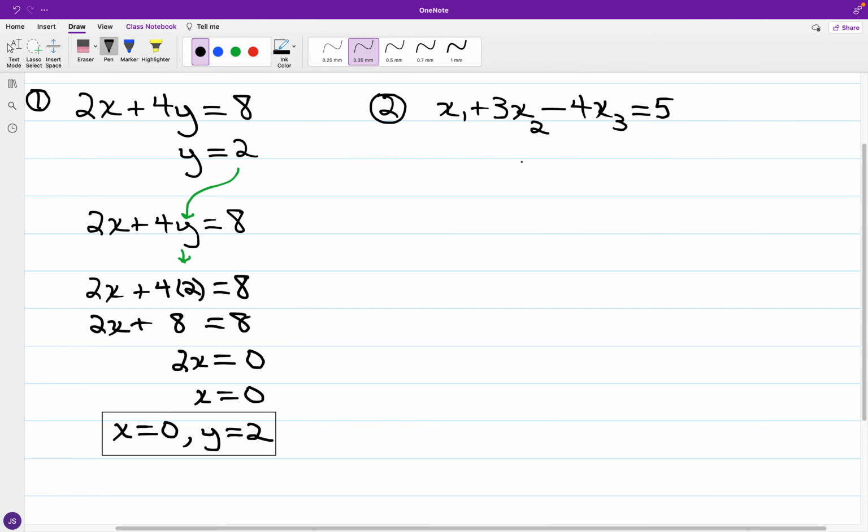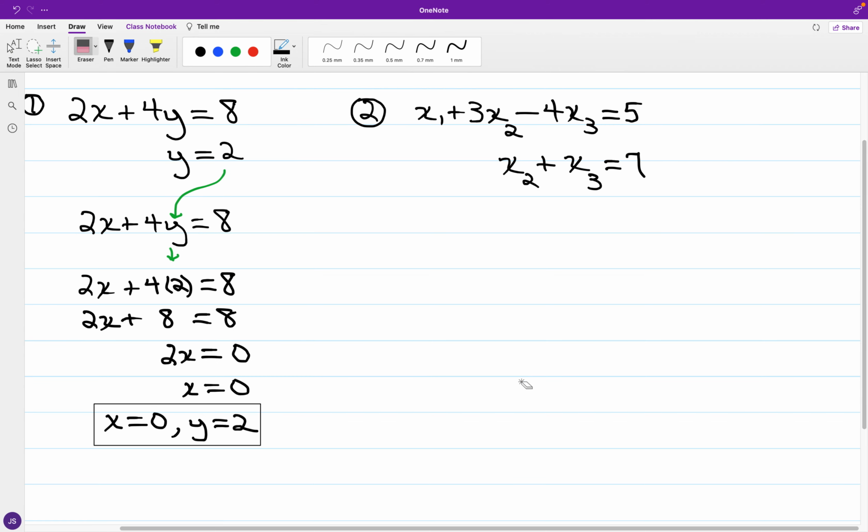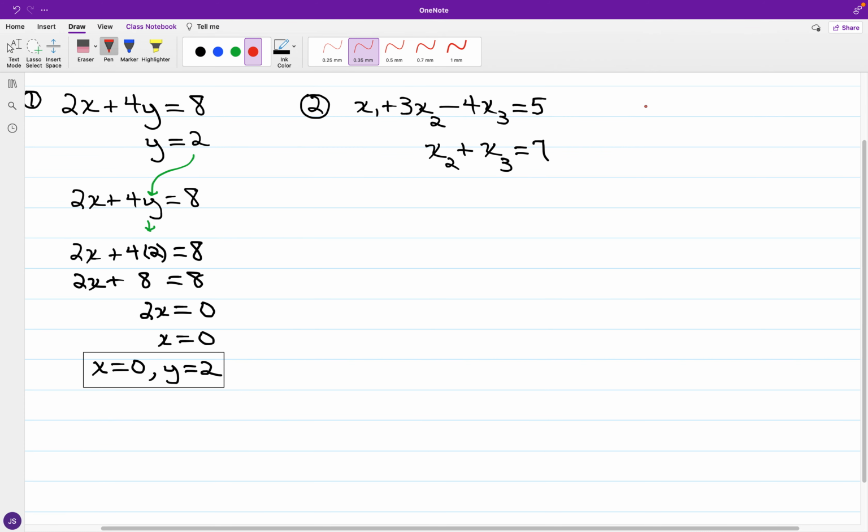And we'll say that we also have in the mix x of 2 plus x of 3 is equal to 7. Okay, so for the second system, there are various pathways we can go about solving.